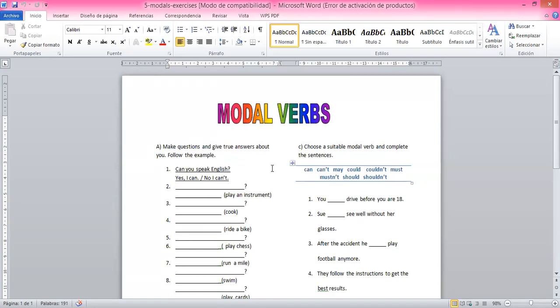Okay. So let's see the second one. As you can see here in the second one, we have this as an answer. Play an instrument. How would be the question? Using an instrument. Can you play an instrument? No, but tell me actually the instrument. It can be the guitar, okay? Can you play the guitar?